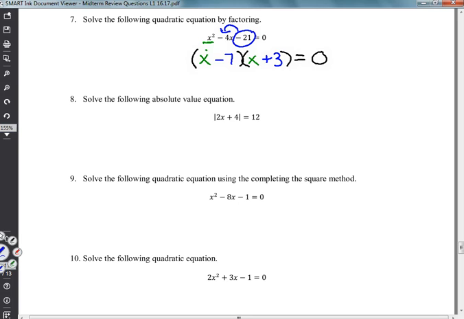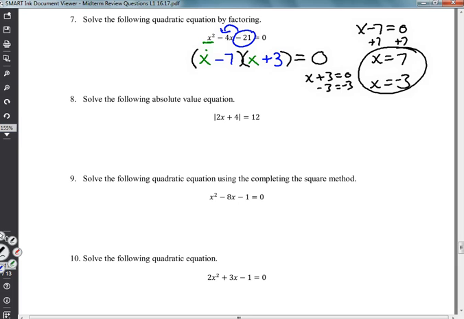Now I would solve by setting both of them equal to 0. So first x should equal 7, and x should also equal negative 3.